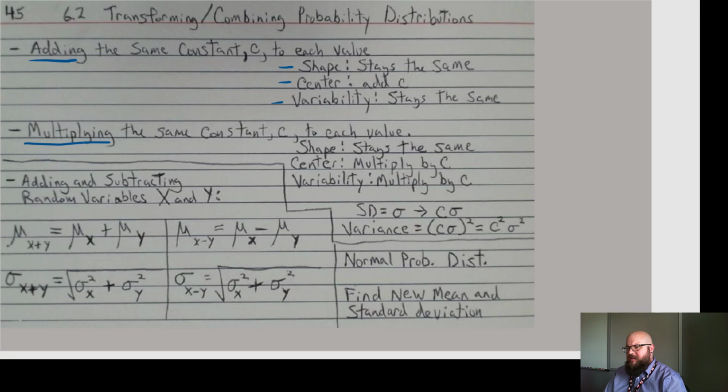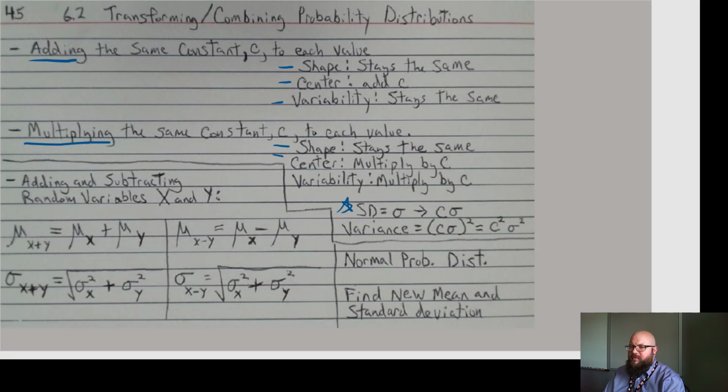When we multiply the same constant to each value, we'll see that the shape stays the same still. Our center, instead of adding, we'll be multiplying by that C, that constant value, as well as the variability will be multiplying by that constant. So in other words, the standard deviation, right? Our standard deviation, SD, which is the same thing as lowercase sigma, is the constant times that standard deviation, and then same thing for the variance overall, where you have that squared, okay?